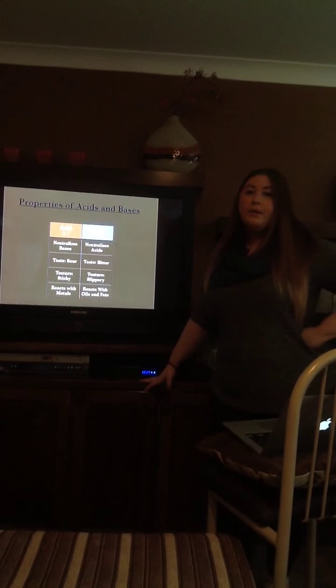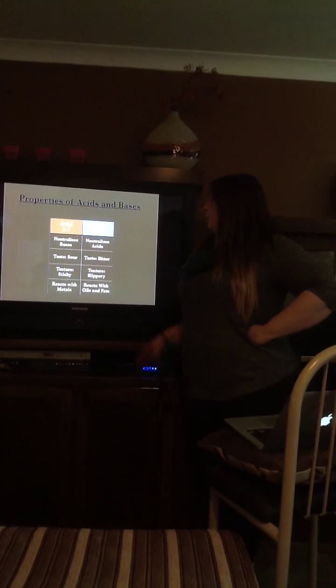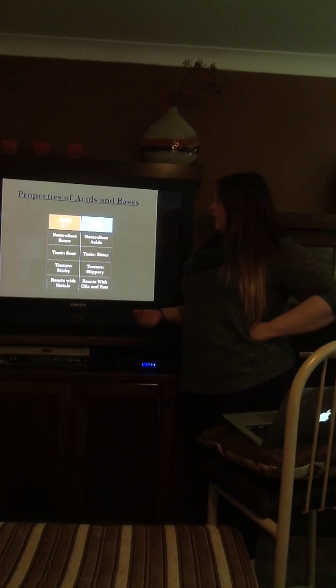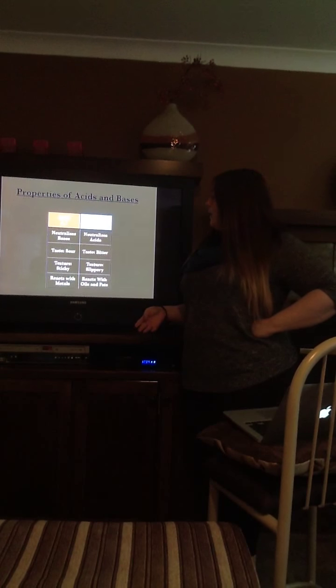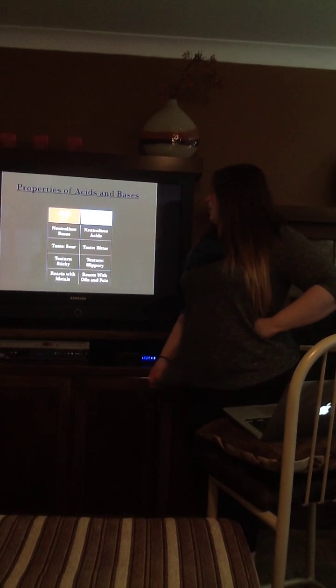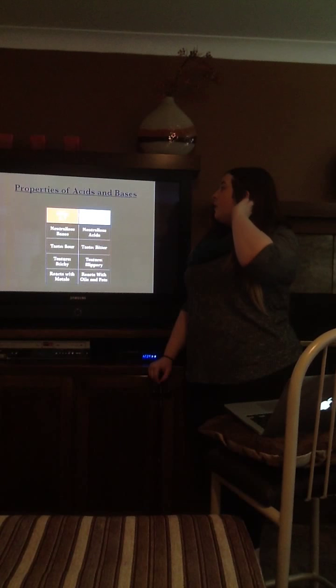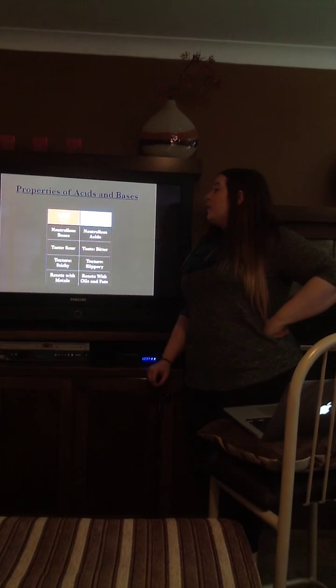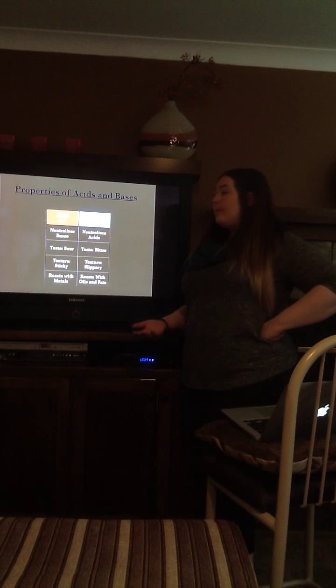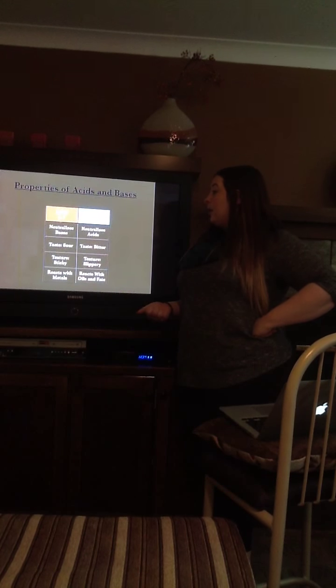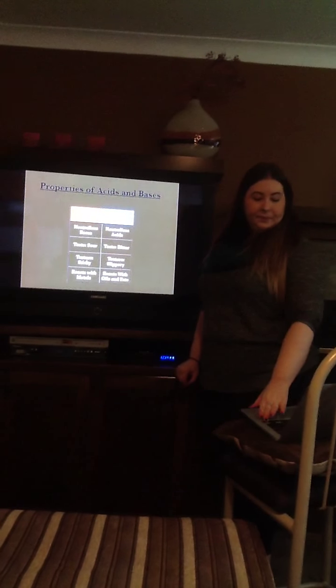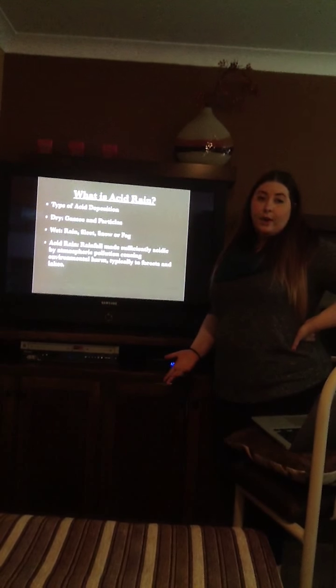So just some properties of acids and bases. Bases neutralize acids, they have a bitter taste, they have a slippery texture, and they react with oils and fats. Properties of acids: they neutralize bases, they have a sour taste, they have a sticky texture, and they react with metals. So what is acid rain?